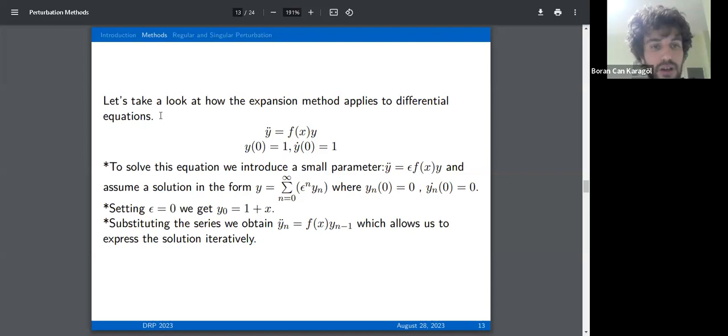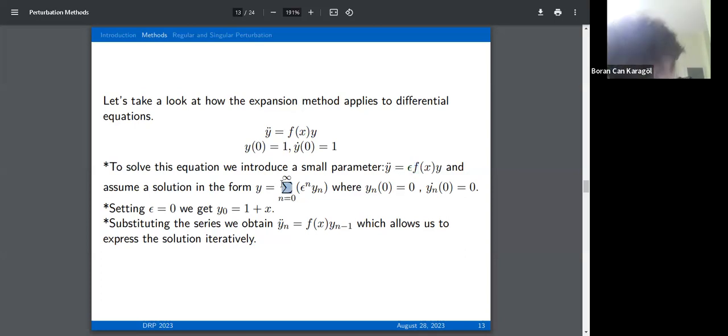So here's another important application. Let's take a look at how the expansion method applies to differential equations. Here we have a differential equation with the given initial conditions. To solve this equation, we introduce a small parameter, epsilon, to the equation, and we assume a solution in the form of a series.